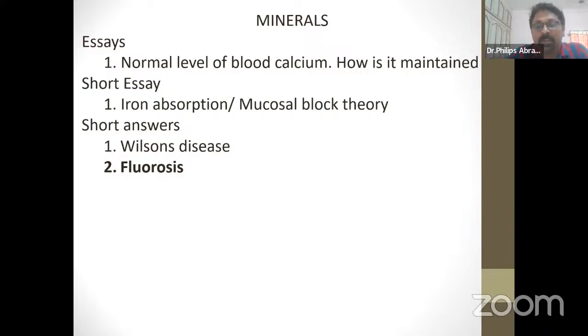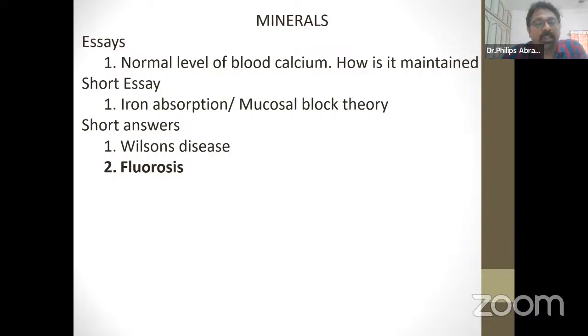Because the level of iron in the blood, or in the body, is maintained at the level of absorption. I repeat, the level of iron in the body is maintained at the level of absorption. How? It is explained through the mucosal block theory. So these should be written together. That's another short essay, or sometimes it comes as a 3-mark question.